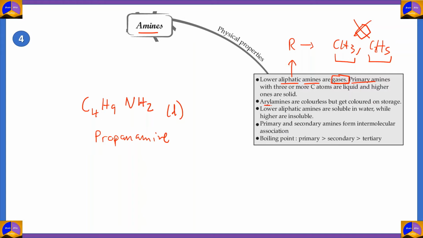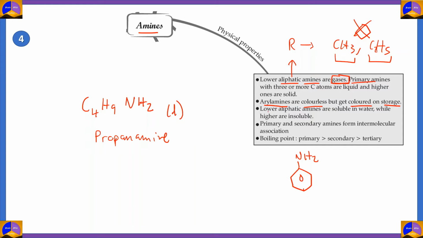The next point is aryl amines are colorless but get colored on storage. An example of an aryl amine is aniline, which is just benzene with an NH2 substituent. This is usually colorless, but when you store it for a long time, it develops some color.